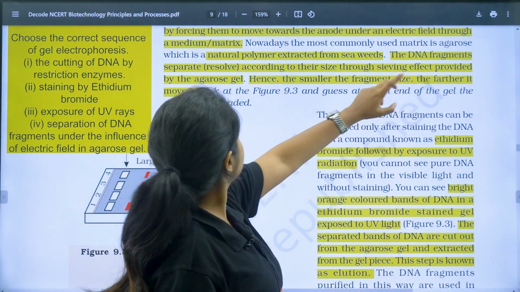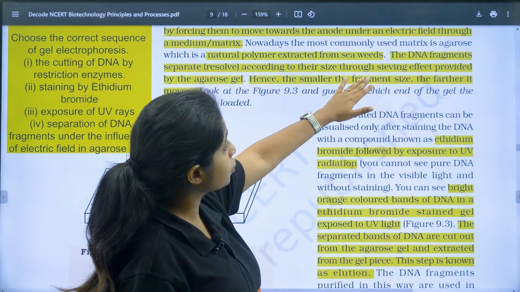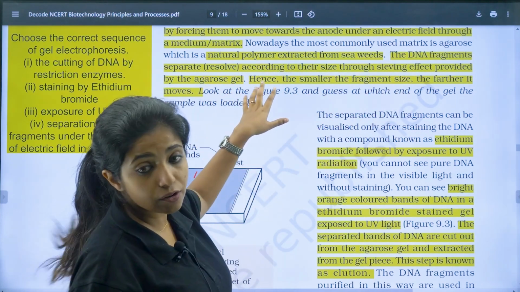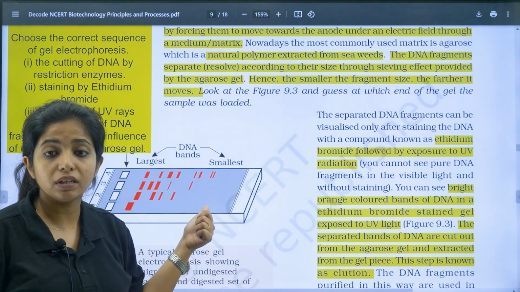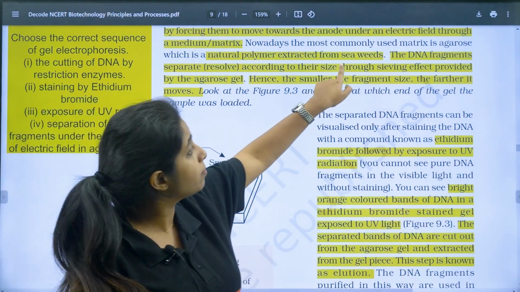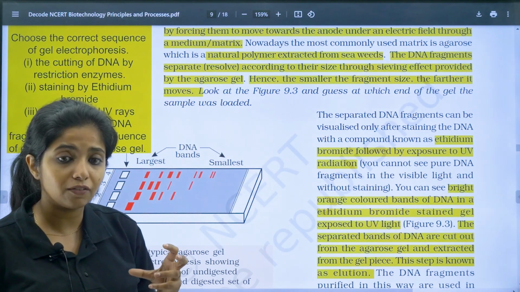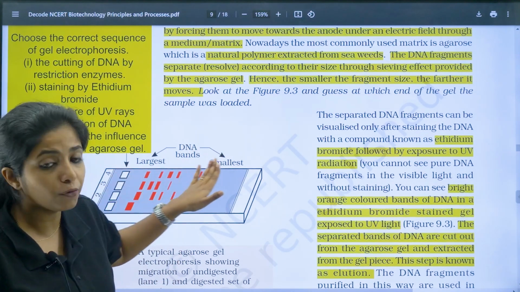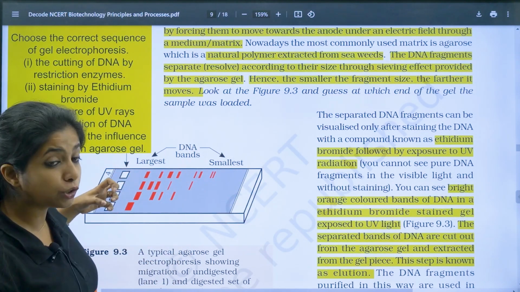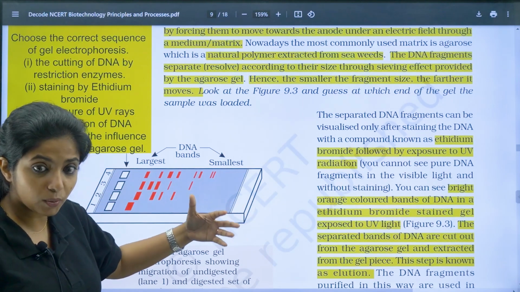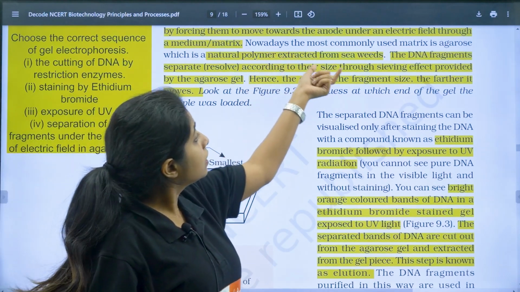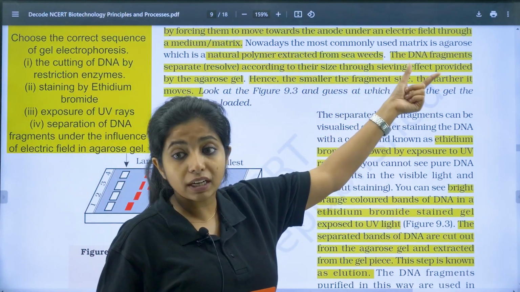But one more thing, the DNA fragments separate according to their size through the sieving effect provided by the agarose gel. What is the gel being used over here? Agarose gel, my dear children, and it is taken from seaweed. Also remember, the DNA is not moving above it. The DNA is moving within it, through it. That is why it is said that the sieving effect is being shown.